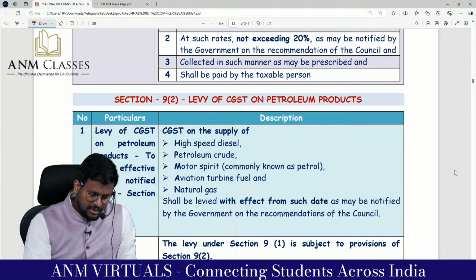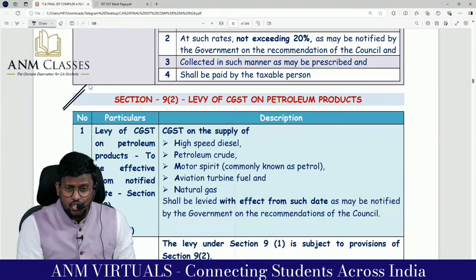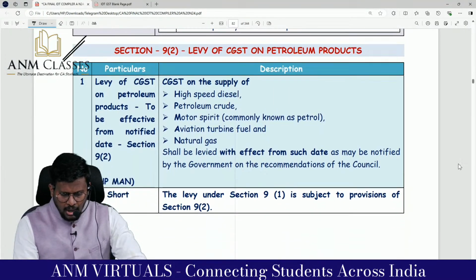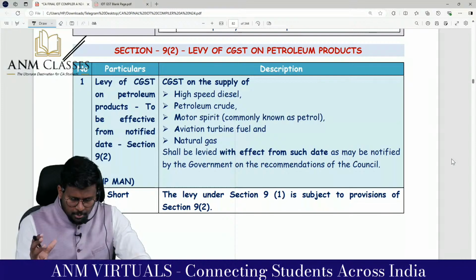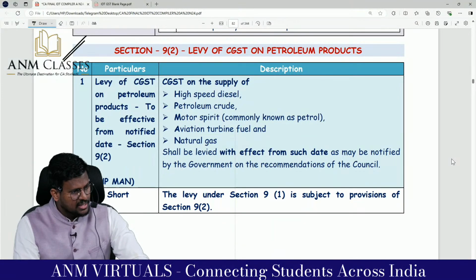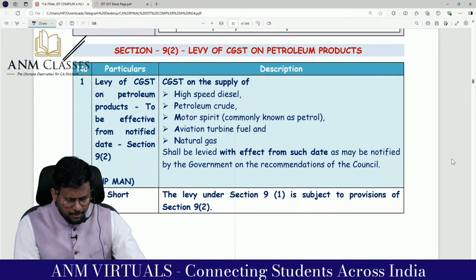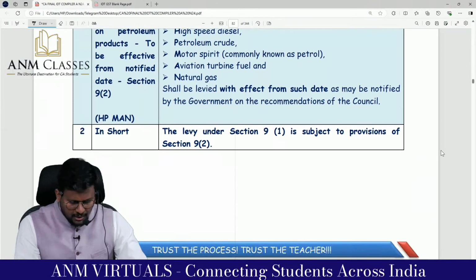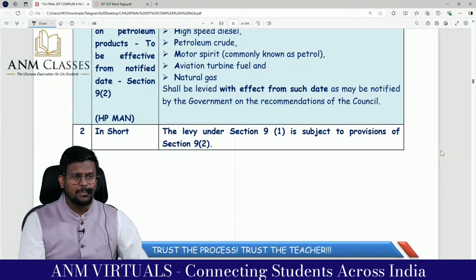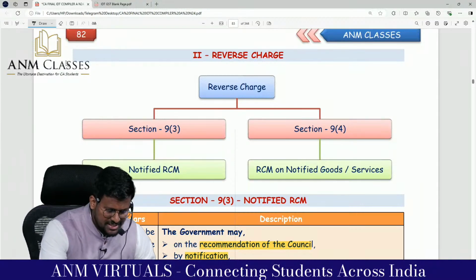Right? 9 subsection 2, levy of CGST on petroleum products. CGST on the supply of high-speed diesel, petroleum crude, motor spirit, aviation turbine fuel, natural gas shall be levied with effect from such date as may be notified by the government on the recommendation of the council. In short, the levy under 9 subsection 1 is subject to the provisions of 9 subsection 2. Right? Yes, shall we move to the second concept?